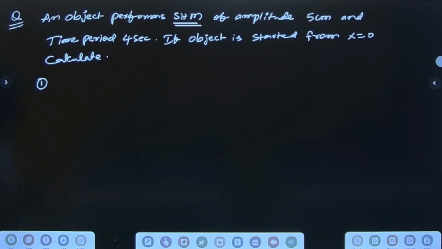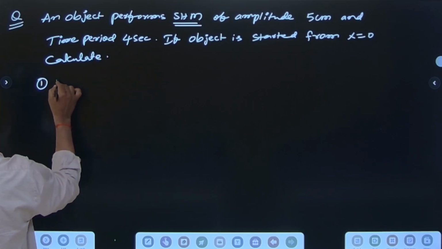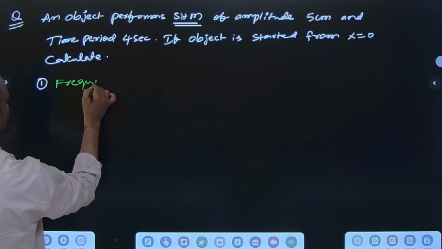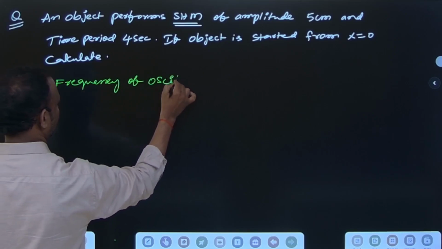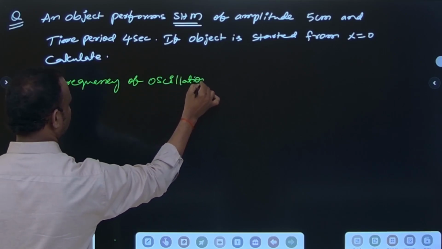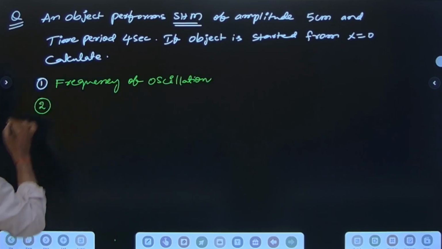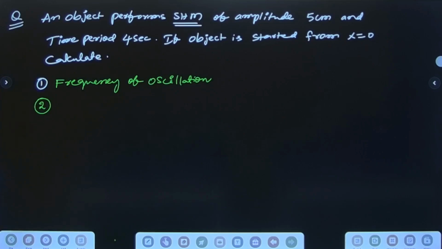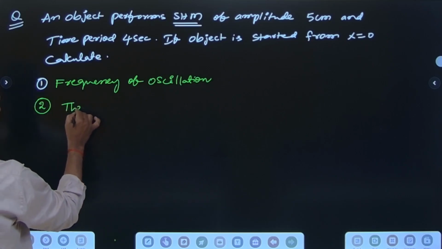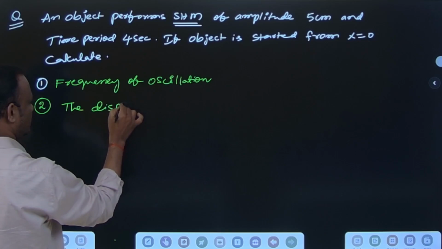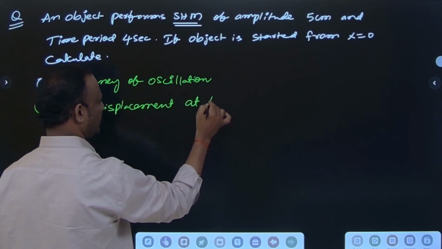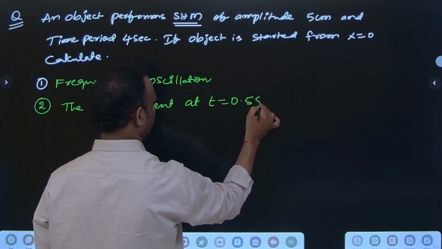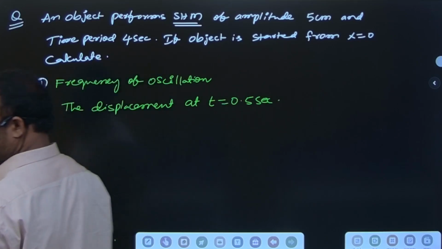Question number 1. First one, frequency of oscillation. Second, the displacement at t is equals to 0.5 seconds. Please try.